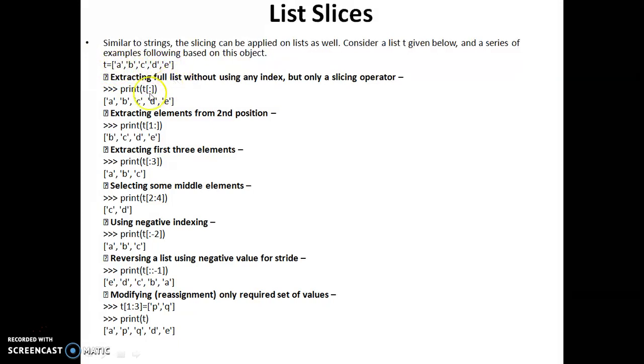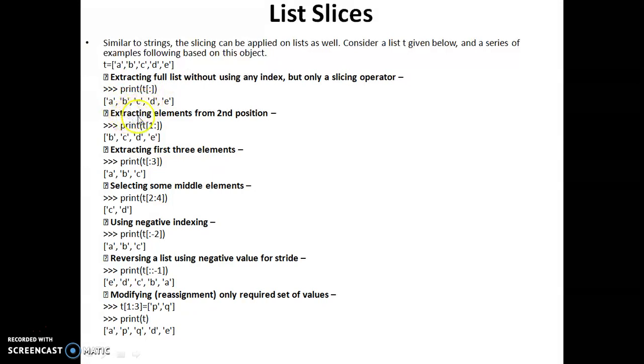There are 5 elements. If you want to extract all the elements, the slicing is done using the colon, as we know. Print t of colon. We are not mentioning any range here. Before the colon and after the colon there are no parameters, so the complete list will be extracted.